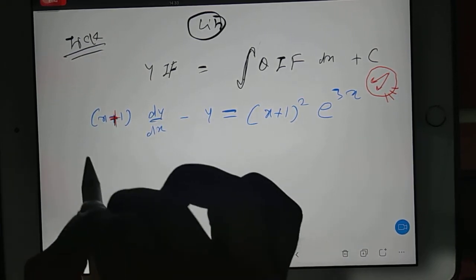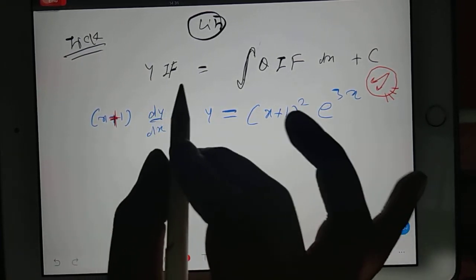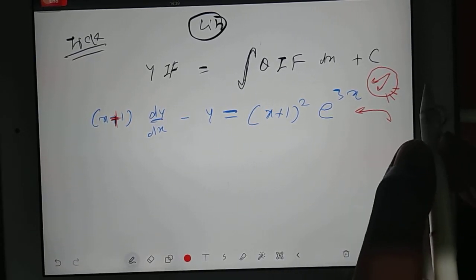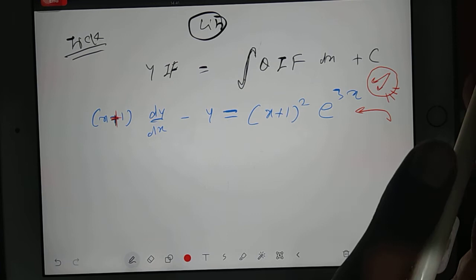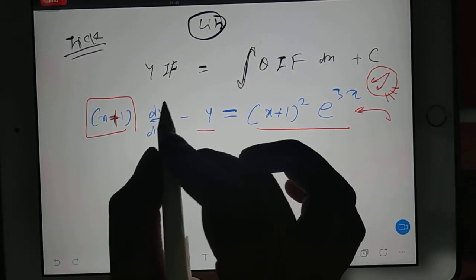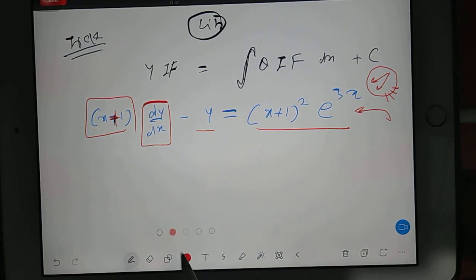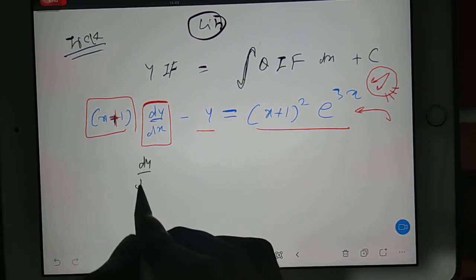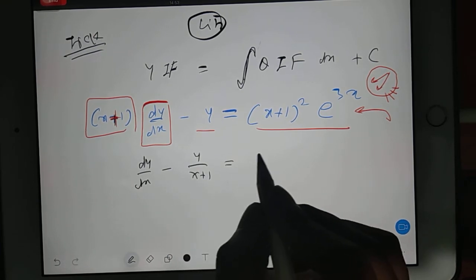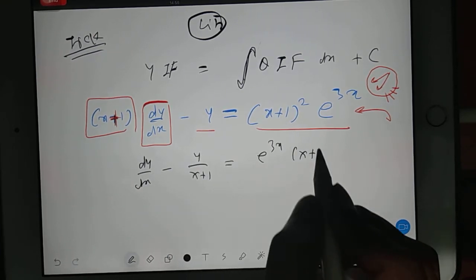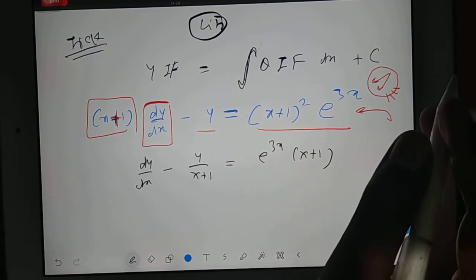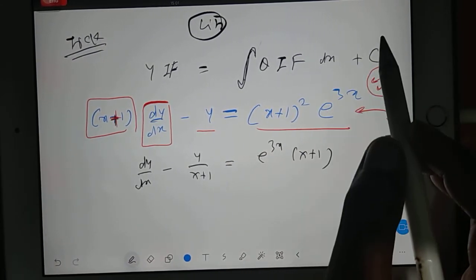Okay, x plus 1, go ahead here. So see, as I said, convert into Leibniz form. Can we convert into Leibniz form? First of all, the equation should look like that. So a small change: divide by x plus 1 here, so that your dy by dx is free. Make it dy by dx minus y by x plus 1 is equal to e power 3x times x plus 1, right?